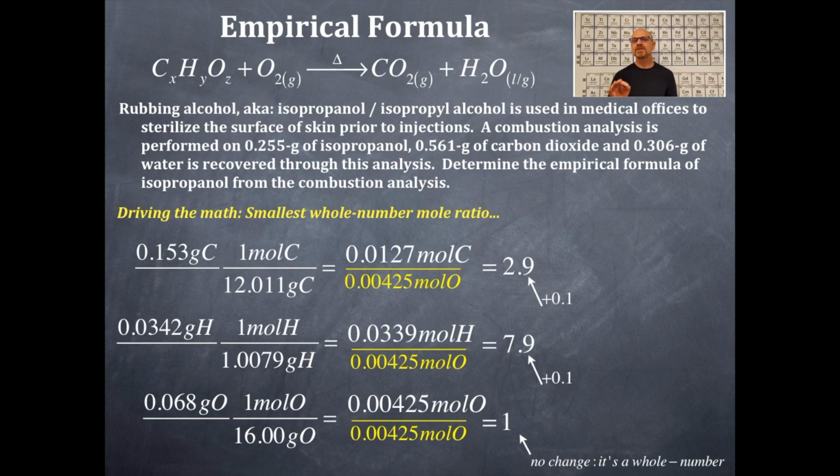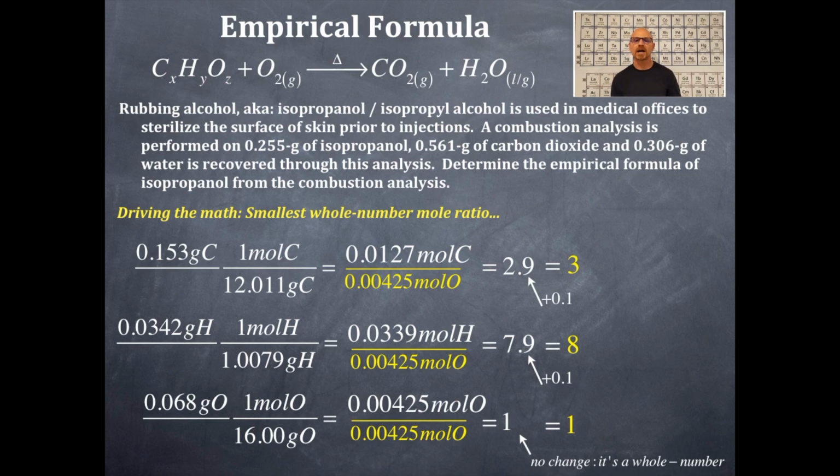Okay? So you can either add or subtract a 10th, and if you can do that and get a 0 in the 10th position, then you're good to go. So the 2.9, I'm going to add a 10th, and I'm going to get a 3. The 7.9, I'm going to add a 10th, and I'm going to get an 8. The 1 is already a whole number. I don't have to change that, so I leave that alone. So once I add the 10th to the carbons and hydrogens that are necessary in those mole ratios, then I'm going to get these 3 values. That is 3 for the carbon, 8 for the hydrogen, and 1 for the oxygen.